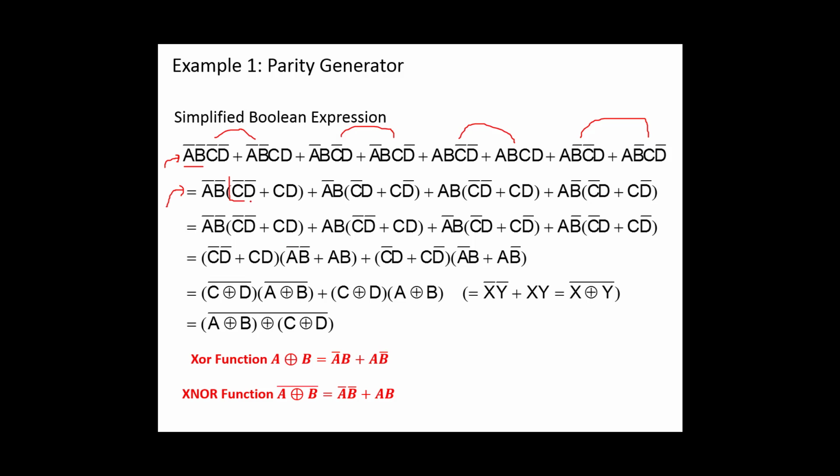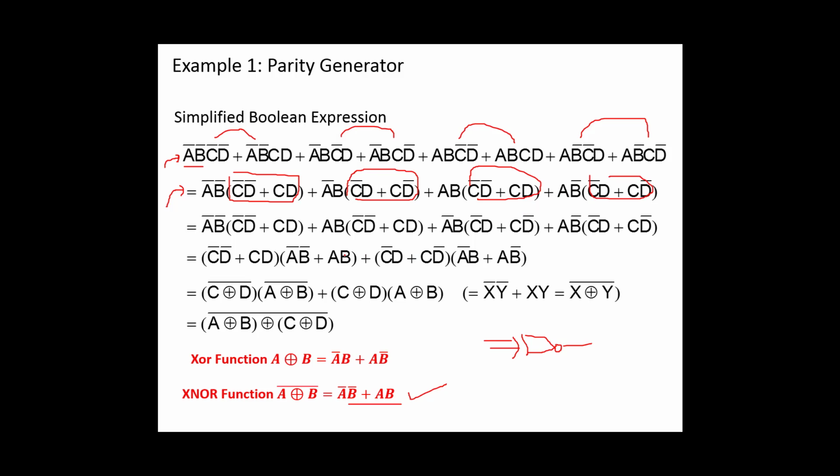And from here you can see that this term c complement d complement plus cd is nothing but an XNOR function, and an XNOR function is an XOR function with an inverter at the output. So a XNOR b equals a complement b complement plus ab. If we compare this with this, we see that this is basically an XNOR function of c and d. Similarly, this term is basically an XOR function of c and d. This is XNOR of cd and this is XOR of cd.